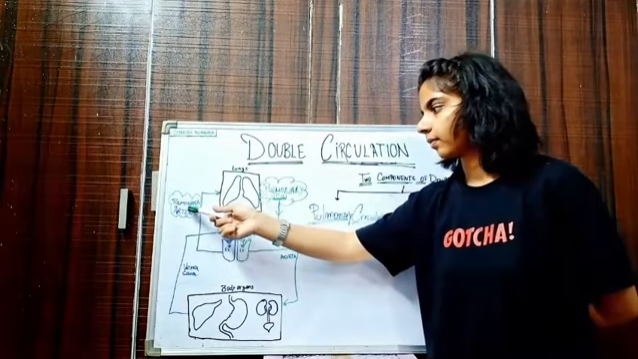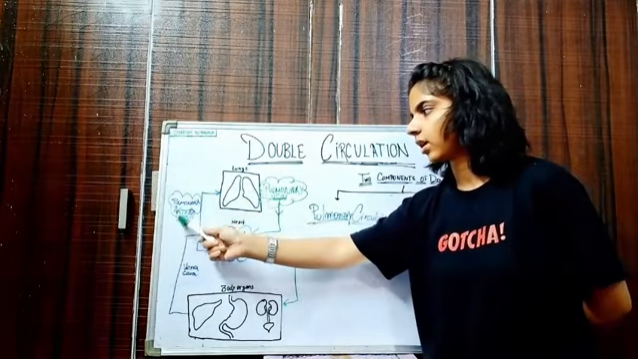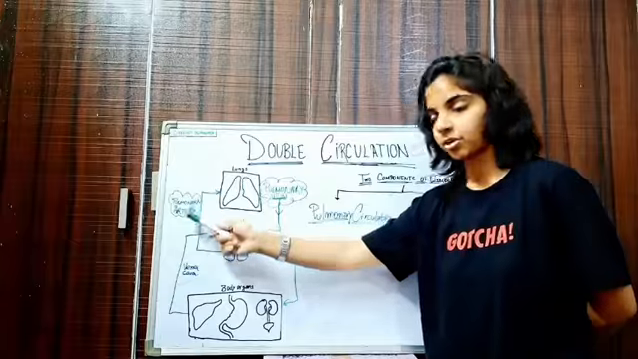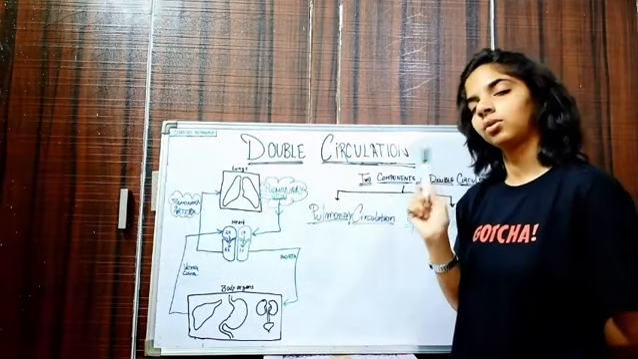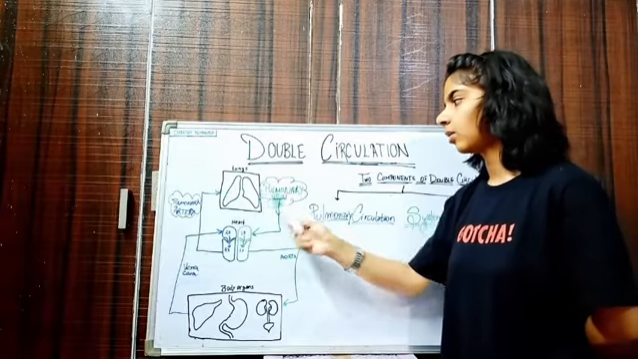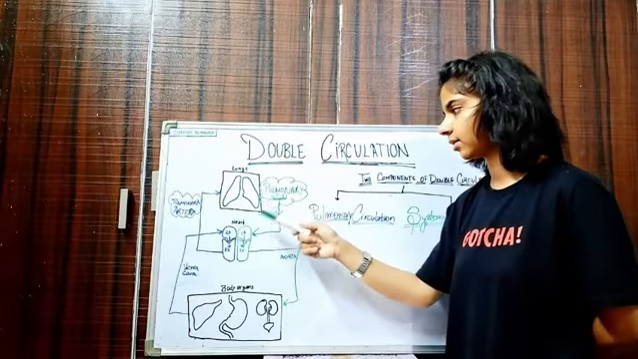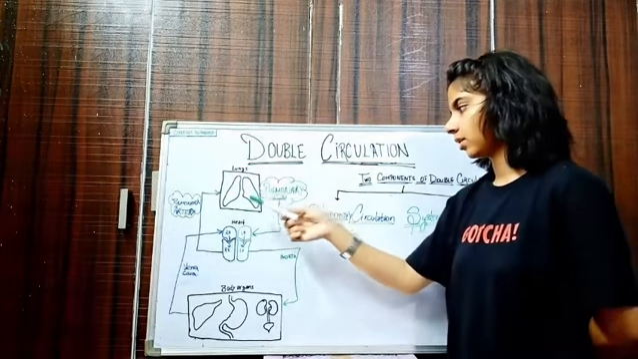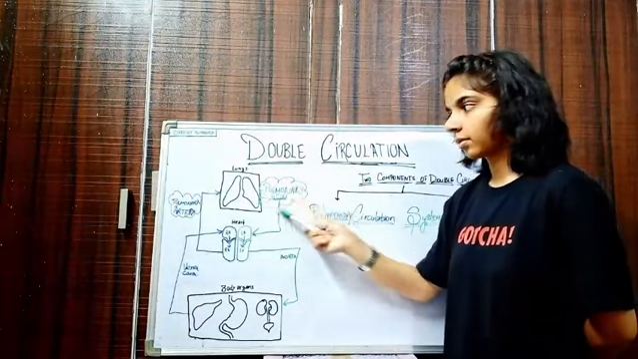Now it is passed through the passage which is called pulmonary artery. An exception: the pulmonary artery is the only artery that carries deoxygenated blood. Now in the lungs, oxygenation of the blood takes place through gaseous exchange. The blood becomes oxygenated and is carried by the pulmonary vein.